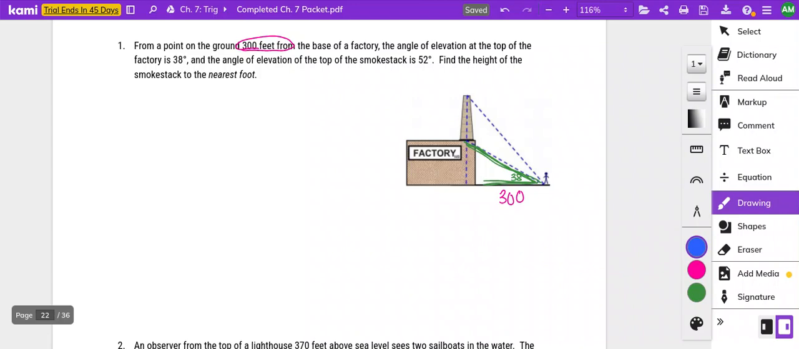Then it says that the angle of elevation to the top of the smokestack, so again, from the bottom to the top of the smokestack, this larger angle is 52 degrees.